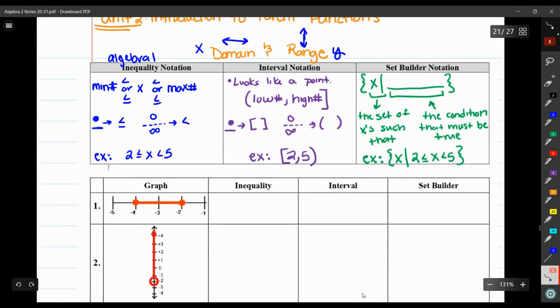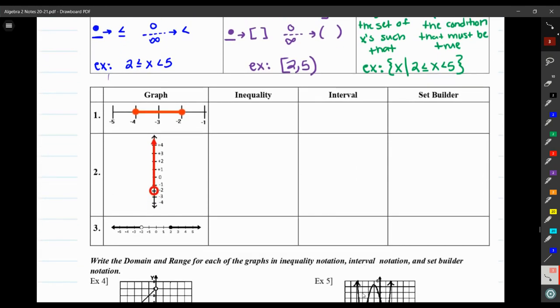Okay, so let's put this into practice. Let's do some examples. So we're just going to work with one dimension at a time. So for number one, this is just a horizontal axis. So this would technically be our x's because it's horizontal. So I'm going to put x up here somewhere. And we're going to write the domain of this in 3 ways.